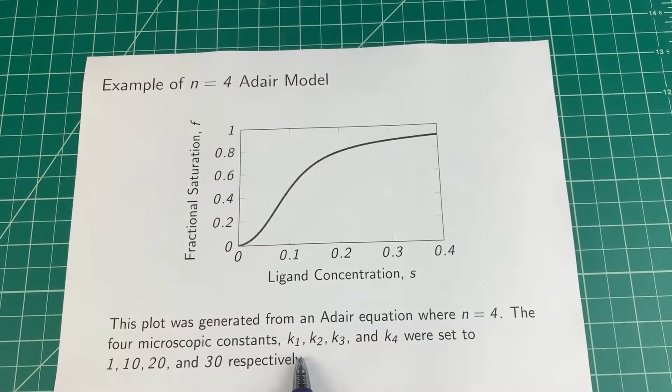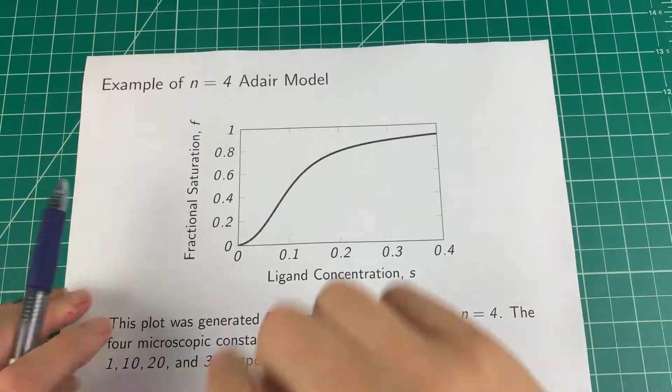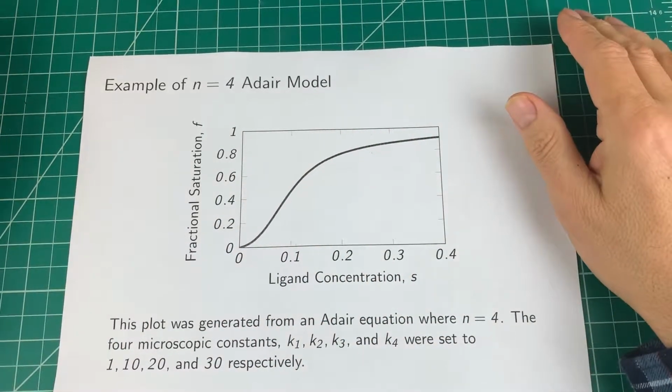Just the last thing to say, again, to remind you, if all the constants are equal to each other, let's say K1 is 1, K2 is 1, K3 is 1, K4 is 1, I'll get a hyperbolic response, right? Meaning there's no interaction between the sites.